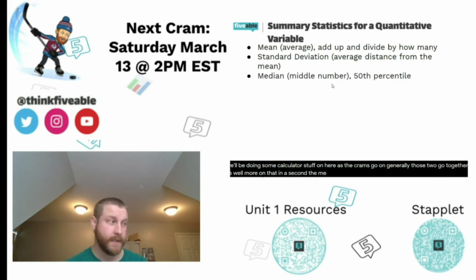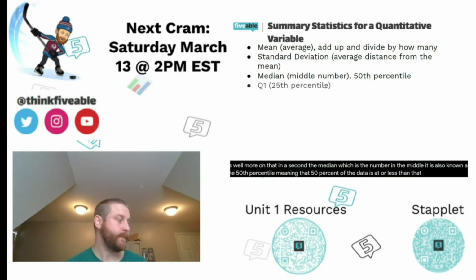The median, which is the number in the middle, is also known as the 50th percentile, meaning that 50% of the data is at or less than that. The Q1 is the 25th percentile, so that means that 25% of the data is at that data point or less.